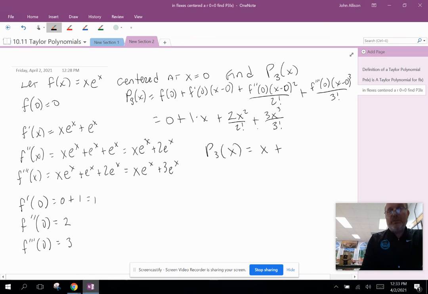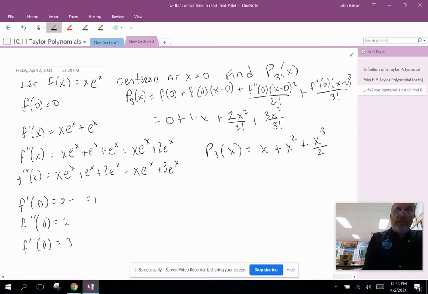This polynomial is equal to x plus, the 2 factorial is just 2 times 1, so this becomes x squared. And this becomes x cubed over 2, because 3 over 3 times 2 times 1 is just 1 over 2 times 1. So this becomes plus x cubed over 2. So that's the third degree Taylor polynomial that we could use to approximate values of this function centered at 0.